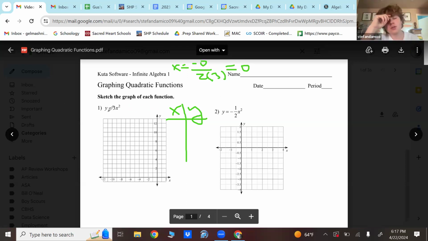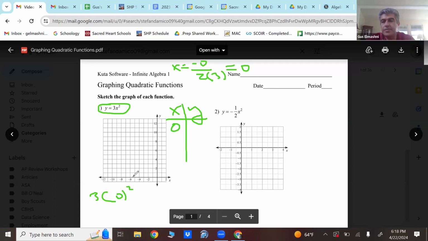Plug in 0 for x. You get 9, because 3 times 3 squared. Wait. Do PEMDAS. What's 0 squared? 0. What's 3 times 0? 0. Right. You're squaring 3. I'm not sure why. Then 0.